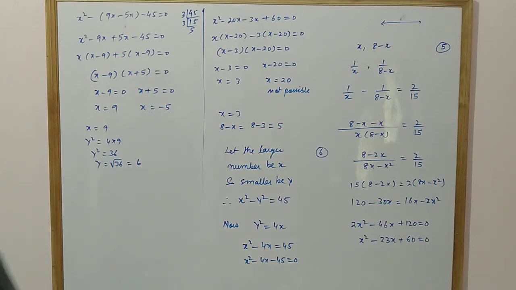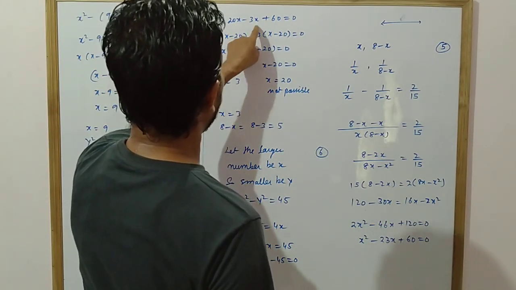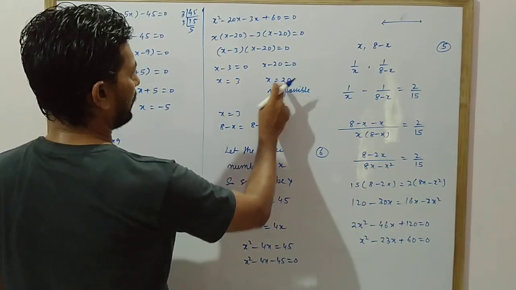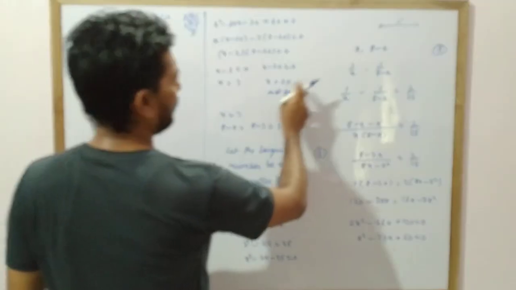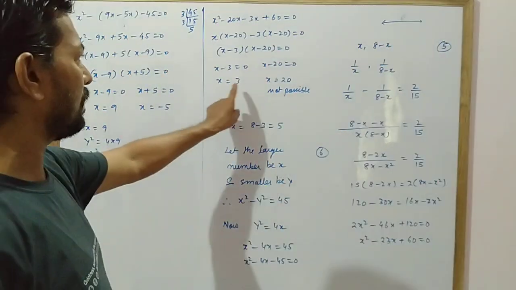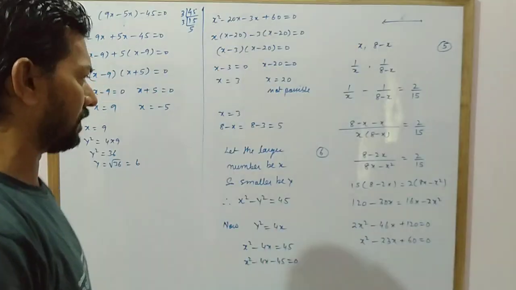Now, splitting the middle term, x square minus 20x minus 3x plus 60. We get x equal to 3 and x equal to 20. We are not taking x equal to 20 because the sum of the two numbers is 8, so it cannot be 20. So we are taking x equal to 3. The second number will be 8 minus x, that is 8 minus 3 equals 5.